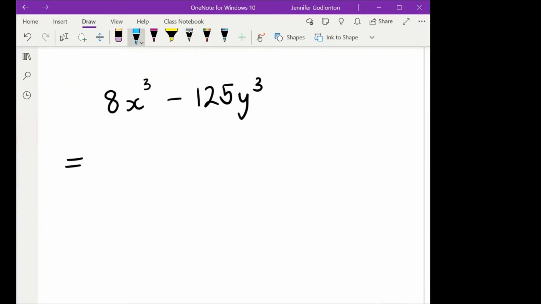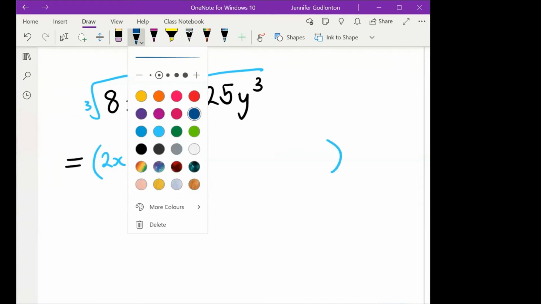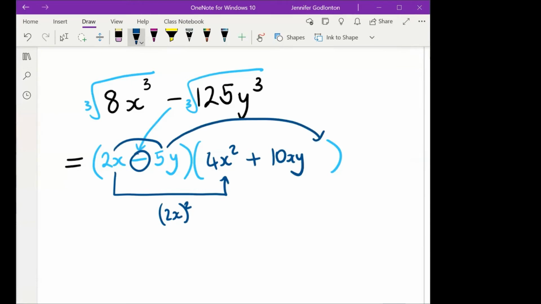Okay, so first we say the cube root of 8x cubed, which is 2x. Beautiful. And then minus the cube root of 125y squared, cubed is 5y. Good. And then in the larger bracket we say 2x squared, which gives us 4x squared. Beautiful. Plus 10xy. Okay, so we put the opposite sign and we multiply those together. Good. Minus 25y squared. Very, very close.